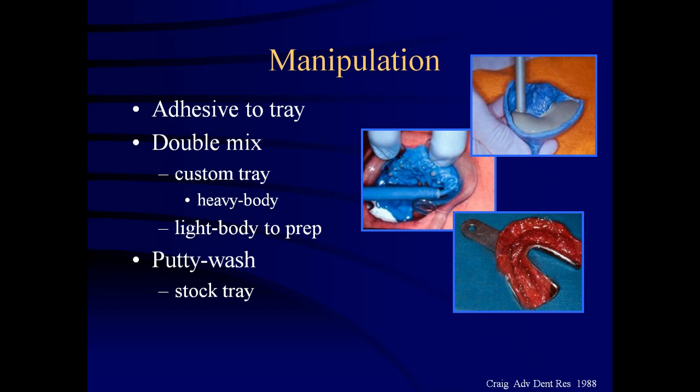Coming on to the manipulation, it is adhesive to the tray as that of condensation silicone, as that of polysulfides. Double mix. Custom trays are used to take the impression. Heavy body elastic material is used. Light body for the preparation. Putty wash impression materials and stock trays are used for the putty impression materials.